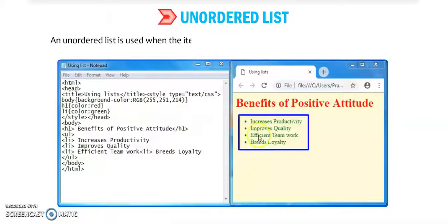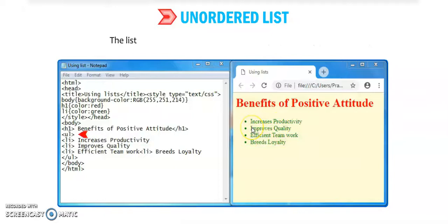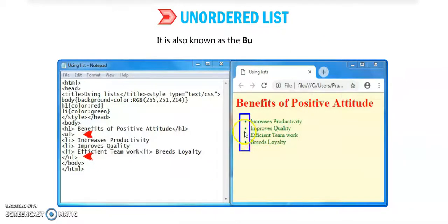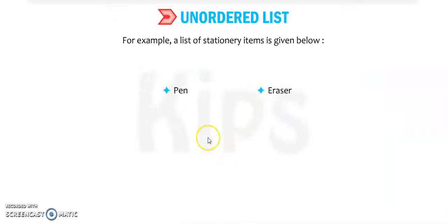An unordered list is used when the items are not to be displayed in any particular sequence. The list begins and ends with the UL and slash UL tag respectively. This is for making a list. It indents each item in the list and adds a bullet against each of them. It is also known as a bulleted list. For example, a list of stationery items is given below: pen, eraser, pencil, stencil, clipboard.